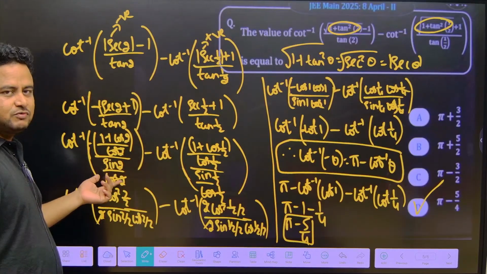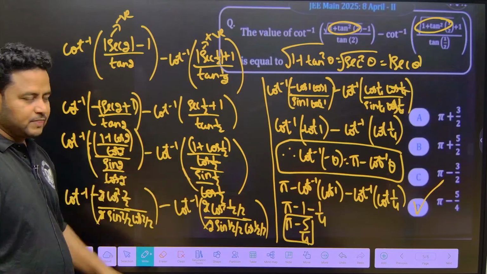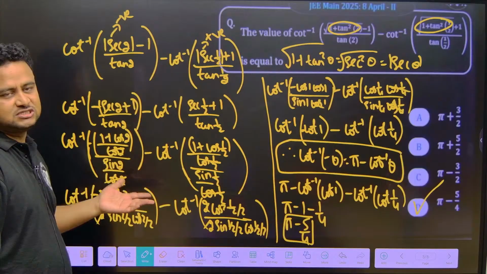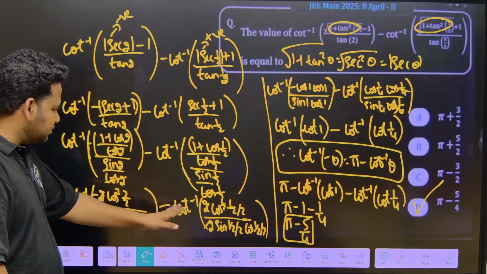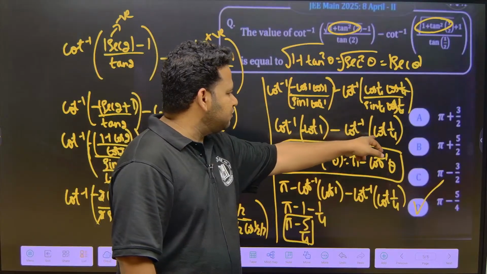So sin theta is what? Sin theta is 2 sin theta by 2 cos theta by 2. Here also. So here we are using what? Half angle formulas. And on simplification we will get this. This you can do. So cot inverse of minus cot 1, cot inverse of cot 1 by 4.